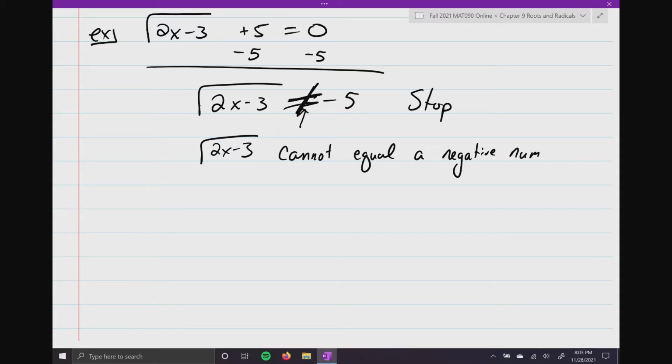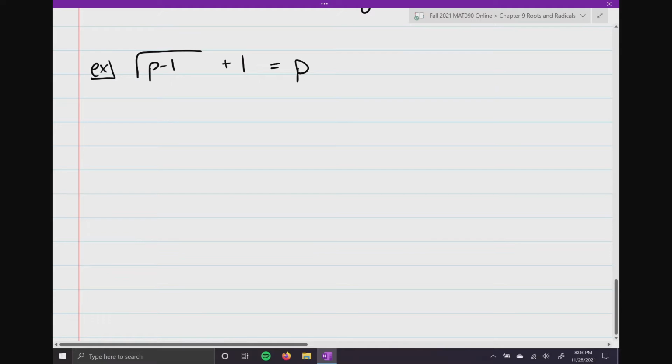Now, for these final examples, we just have to be aware of what's happening, because I see a lot of students make this mistake. All right. So we're going to solve the square root of p minus 1, plus 1 equals p. Once again, it's a radical equation, so let's isolate it. So we'll subtract 1 from both sides.